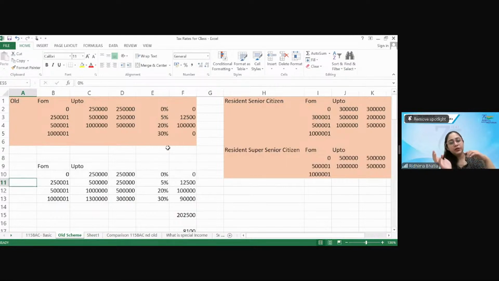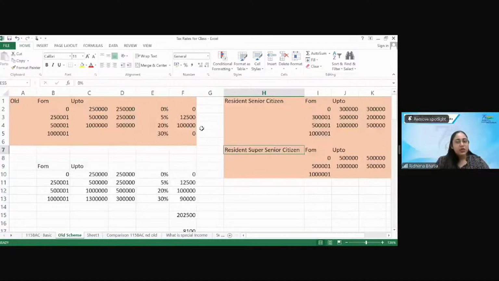But in the old scheme, where will you find the rates? In the Finance Act. Remember that, okay? So in the old scheme there are three types of slabs: one for people in general, and one for resident senior citizen. Who is a resident senior citizen? A person who is of the age of 60 or more in the previous year. A resident super senior citizen is a person who is of the age of 80 or more in the previous year.